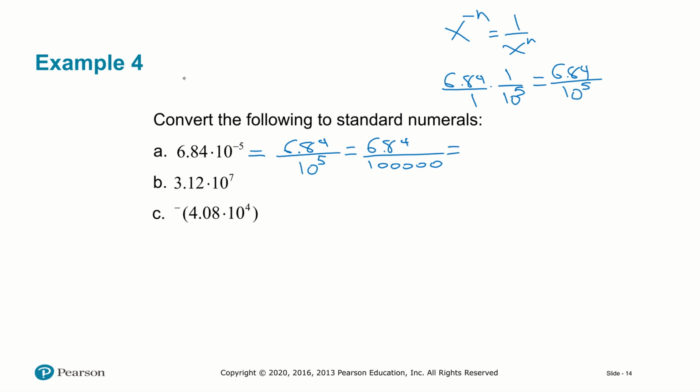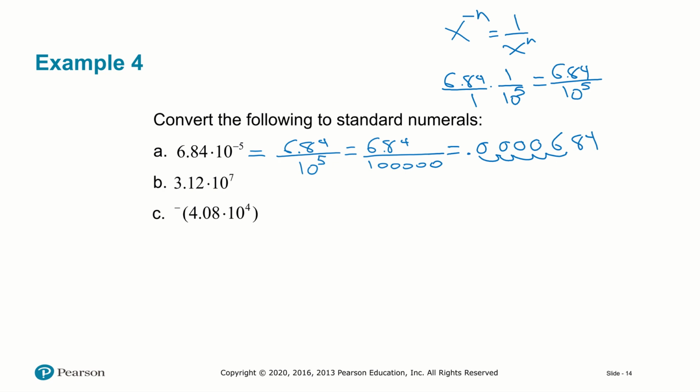So we start with 6.84 and we move the decimal 1, 2, 3, 4, 5 and place the decimal there. So that's what we end up with. 0.000684. Of course, at that point, we go ahead and erase the first decimal, and there's our answer.